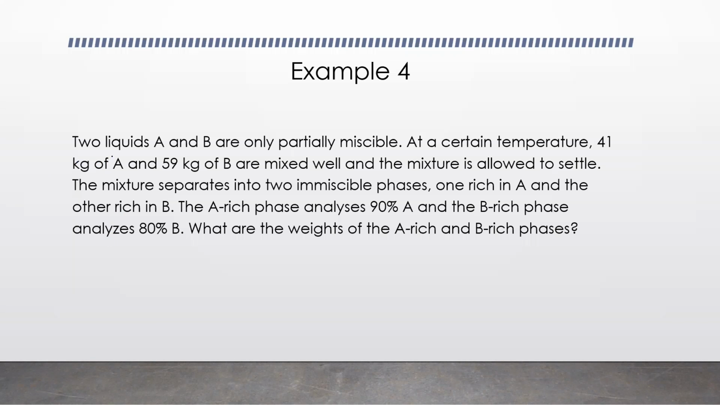If you could not, then let's go ahead and see the solution. Two liquids A and B are only partially miscible at a certain temperature. 59 kg of B and 41 kg of A are mixed well, and the mixture is allowed to settle. The mixture separates into two immiscible phases, one rich in A and the other rich in B. The A rich phase analyzes 90% A and the B rich phase analyzes 80% B. What are the weights of A rich and B rich phase?